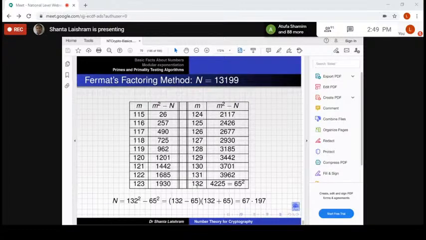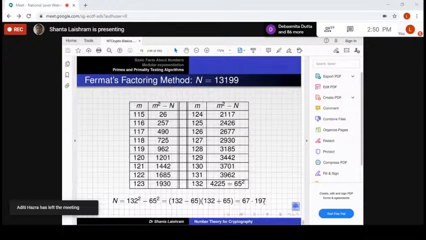After some time, at 132, the number m squared minus n becomes a square: 132 squared minus n is 4225, which is 65 squared. Then n is 132 squared minus 65 squared, which you can factor as (132 minus 65) times (132 plus 65). And none of them is 1. So n has the factors 67 and 197. So this is Fermat's factoring method.